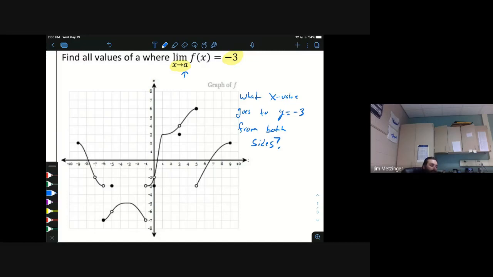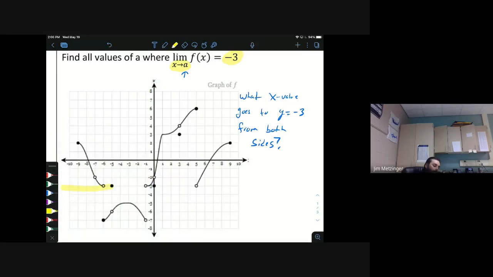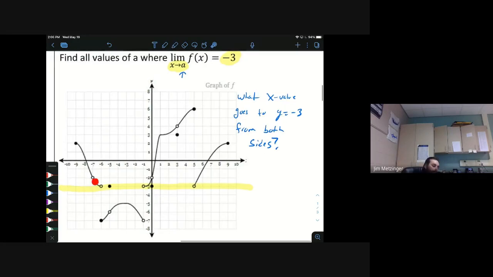That's what you're looking at. Well, -3 for y is right there. Is there any part of the graph that goes to that highlighted area from both sides without breaking? Like this one goes to -3 from the left, but it doesn't from the right. It goes down here, so that one doesn't do it. This one goes to -3 from the right, but the left side goes somewhere else. Nowhere.